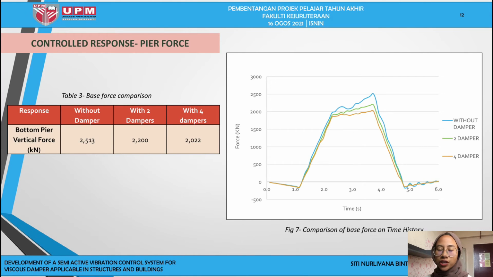acted on its pier foundation. The implementation of viscous damper was effective in reducing the internal force of the pier structure. The graph shown in the slide indicates that as the damper units increased, the vertical force at the bottom of the pier gradually decreased. This is because part of the forces acted on the structure have been absorbed by the capacity of the viscous dampers to transform the dissipated energy into the damping force.